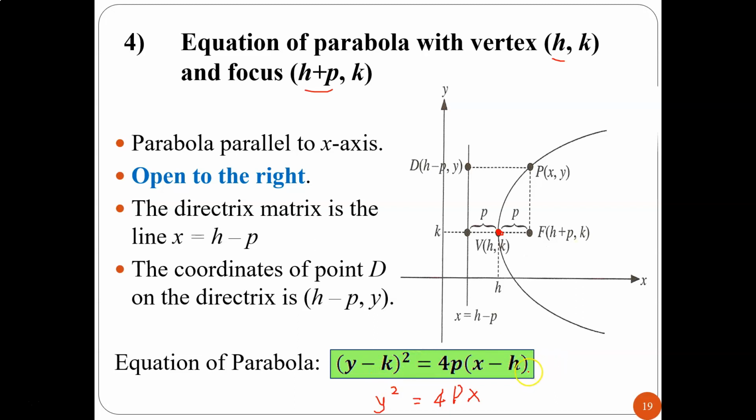So this is easy for you to remember or to relate: you need to focus or refer to the term at the end over here. Since this term is in x, meaning that what changes is the x-axis and the x-coordinate, and the parabola is also on your x-axis. That's why you have this kind of equation.